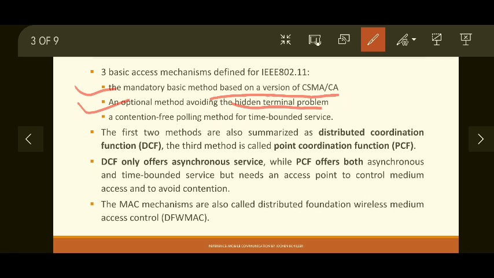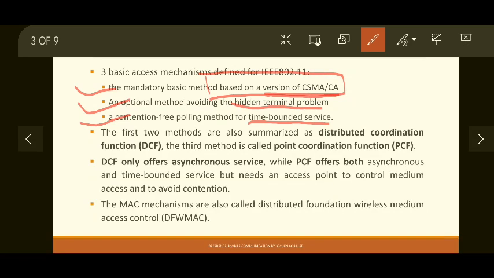Hidden terminal problem we have studied during previous chapters. That can also be observed in the case of wireless LAN. So those problems can be solved by the second method. Then the third one is a completely different method. In this method, polling is used for time bounded services. This method is specifically designed for time bounded services. We will see each of these methods one by one. Today in this video we will see only the first one.